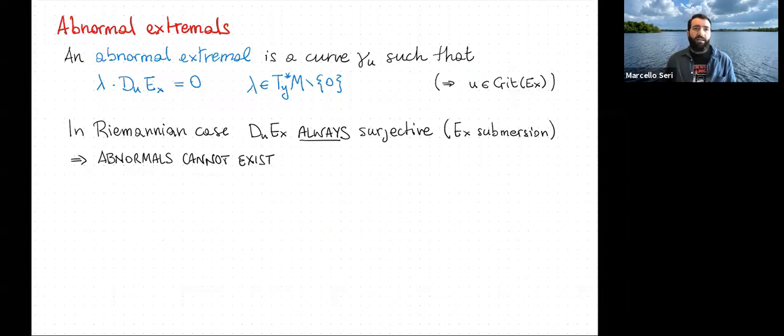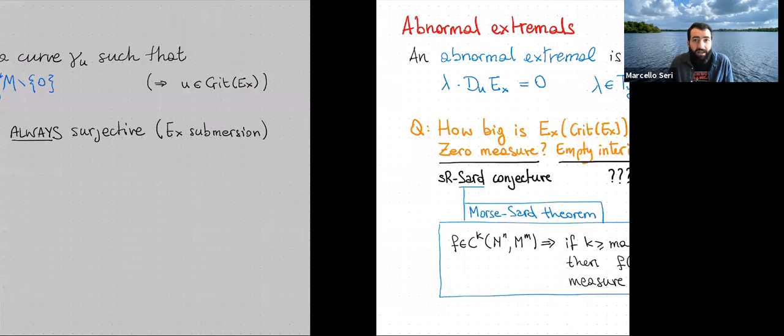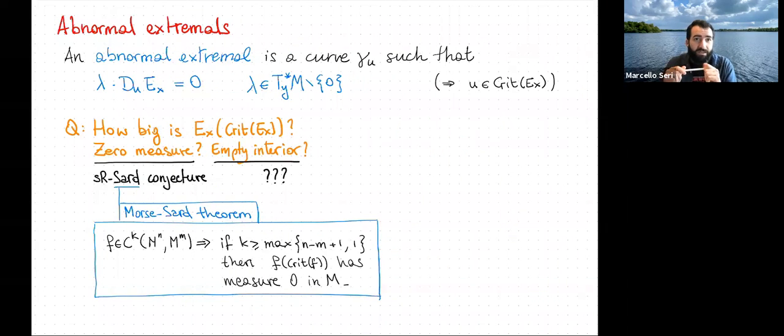Life is not that nice with abnormals. The abnormals are those curves such that for non-zero covectors, this is 0. In the Riemannian case, your endpoint map is always surjective. There cannot be abnormals. In the contact case, it's the same. There cannot be abnormals. However, there exist abnormals.